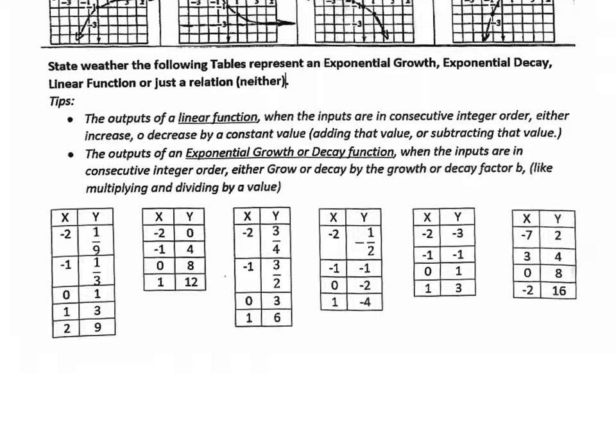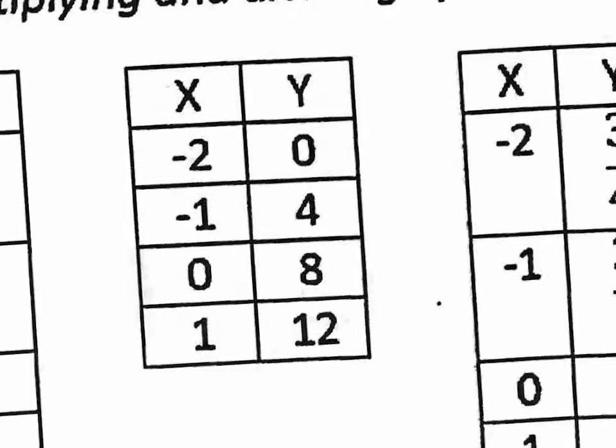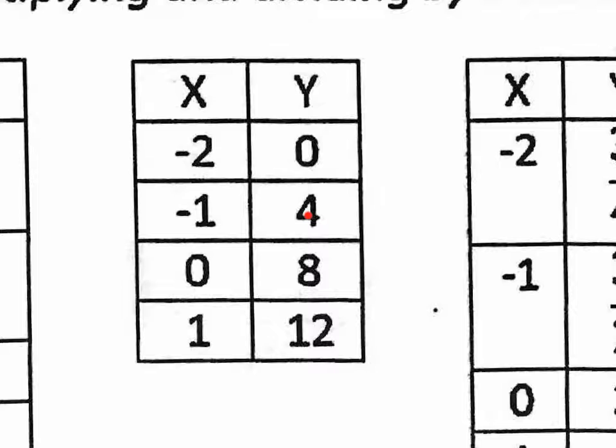So, for example, a linear function would be something like this one right here. The inputs are in order from -2, -1, 0, 1, so they're in order. And right here, it's not an exponential growth. You might be thinking, oh, it's growing from 0 to 4, it grows. It's not an exponential growth. It does grow, but it's linear. It's a linear growth because 0 plus 4 is 4, and 4 plus 4 is 8, and 8 plus 4 is 12. So this is a linear function. There's a common difference in the outputs. Okay, so this is linear.